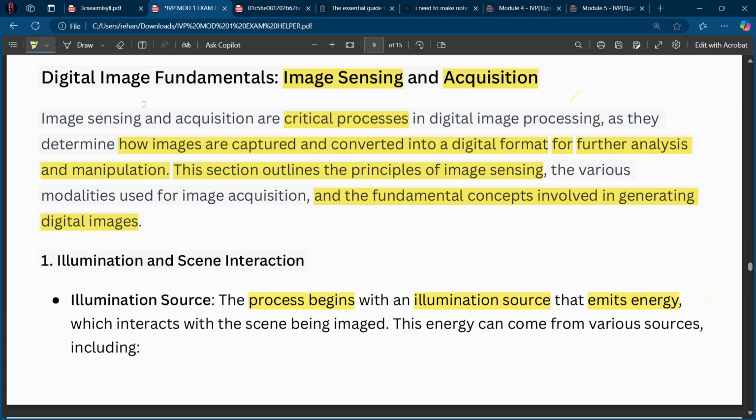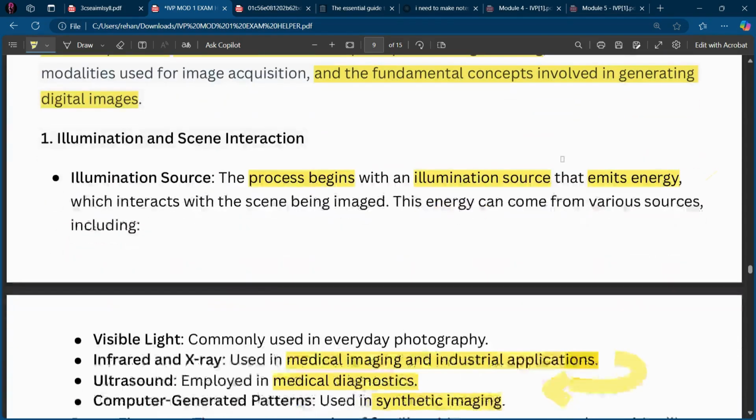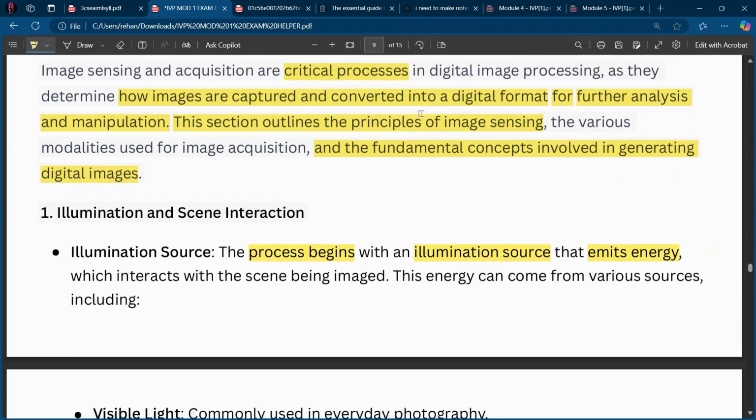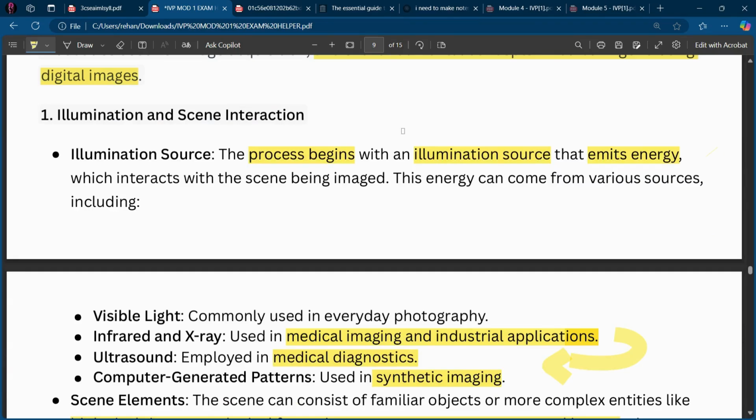It is a critical process in DIP as it determines how images are captured and converted into digital form for further analysis and manipulation. It outlines the principle of sensing and the fundamental concepts involved in generating digital images. I just skipped the unnecessary parts. First let us write the quality, then we can fill with quantity. Illumination and scene interaction: first, illumination, where the light comes from.